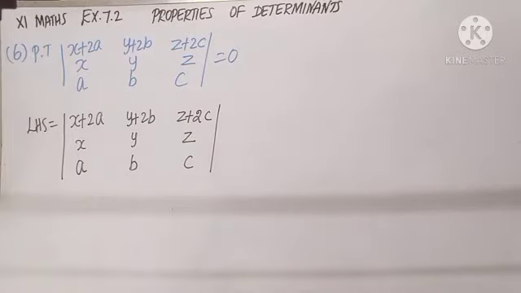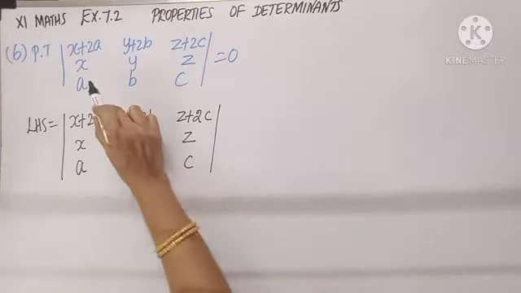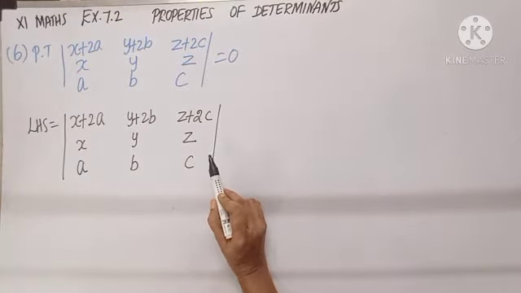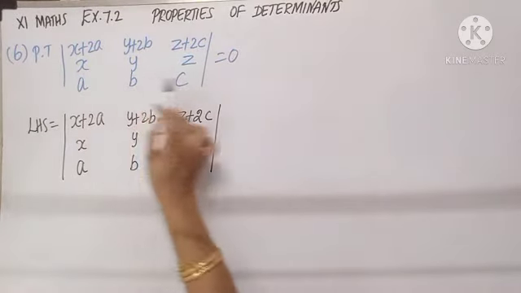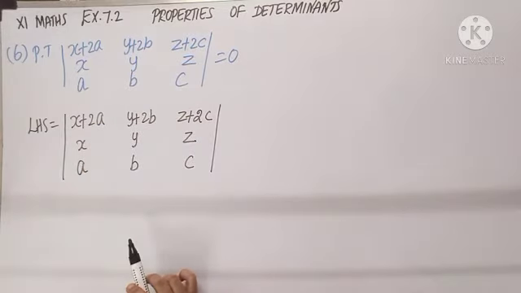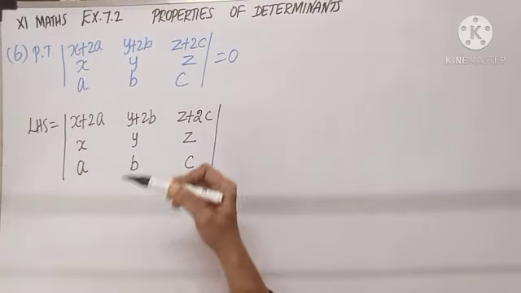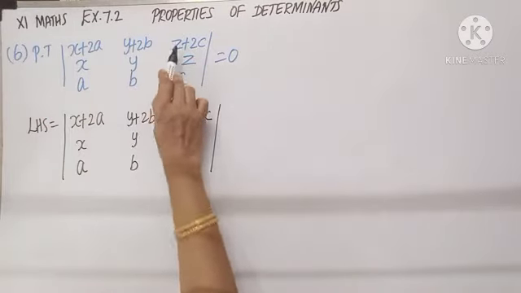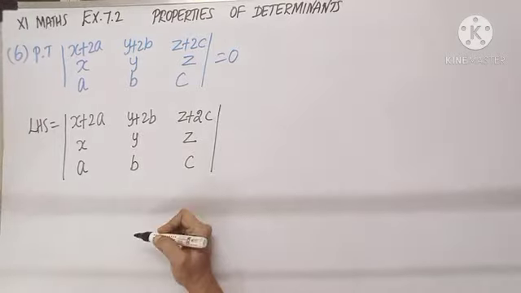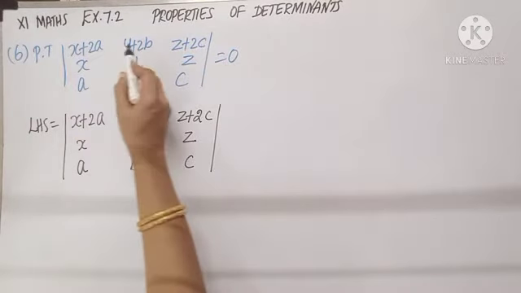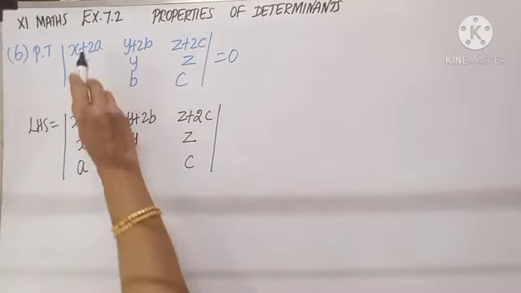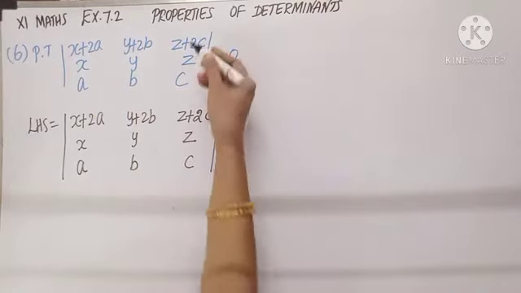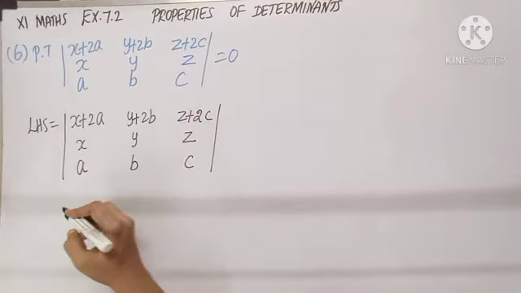Question number 6, prove that. Again, when I look at the question with RHS to be 0, I check whether any rows or columns are identical. No. So, we must try to bring identical. See x, x, y, y, z, z. If I subtract, that x, y, z will go off. Here 2a, here a, 2b, b, 2c, c. So, if I subtract, it will help me.